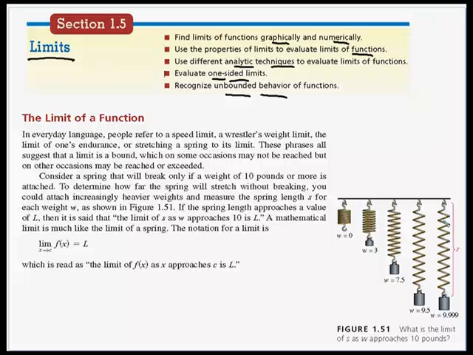9.999-pound weight stretches it out even more. The stretched out length of the spring is S. And remember, if we put a 10-pound weight on, that spring is going to break. So if the spring length approaches a value of L, then it's said that the limit of S as W approaches 10. So remember, W, the weight, is approaching 10. If we put a 10-pound weight on, the spring will break, but we can get closer and closer to 10 pounds by 9.5, 9.999, and so forth. So if the spring length approaches a value of L, then the limit of S as W approaches 10 is L.